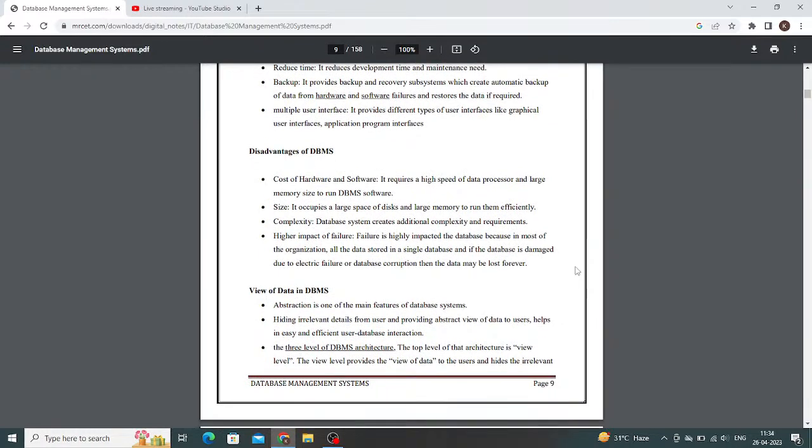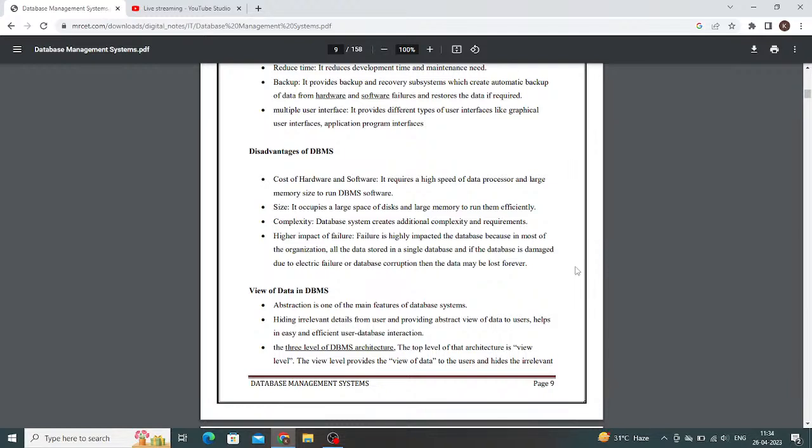Disadvantages of a database: cost of the hardware and software: it requires a high-speed data processor and large memory size to run DBMS software. Size: it occupies a large space of disk and large memory to run efficiently. Complexity: a database system creates additional complexity and requirements.